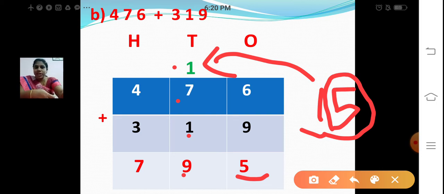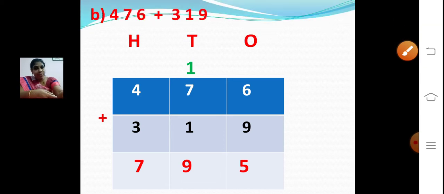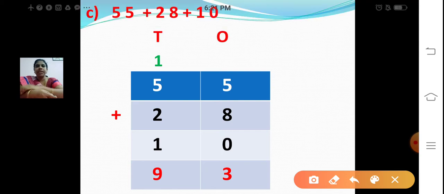Now let's move on to the hundreds place. There is no carryover here in the tens place, right? So now let's add the hundreds place. 400 plus 300. 4 plus 3, 7. So my answer is 795. Shall we move on to the next sum? Yes. Next sum. We are going to add three numbers.